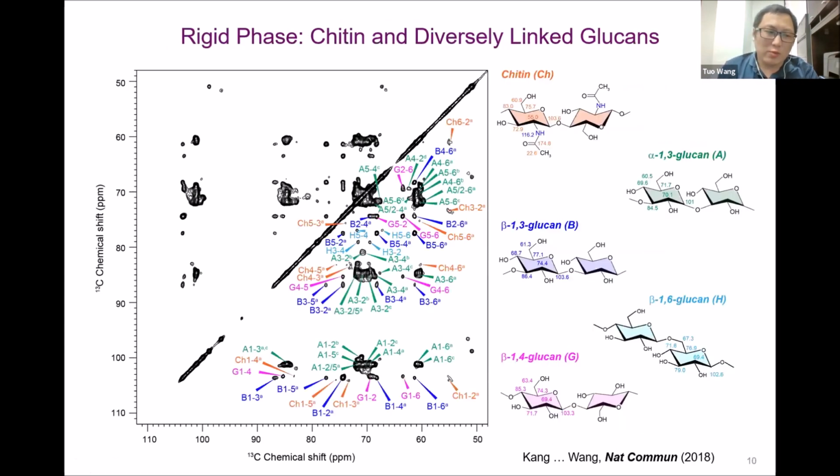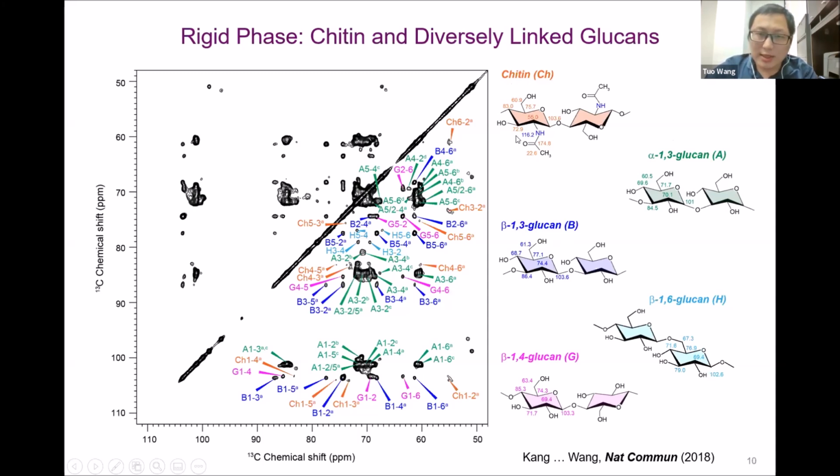With a great resolution, we're able to assign the signals from 7 types of polysaccharides and 23 conformers. For example, we have chitin here, the nitrogenated sugar, and we have alpha-1,3-glucan, beta-1,3, 1,6, and 1,4 glucans. And the color code and the short names will be kept for the later slides.